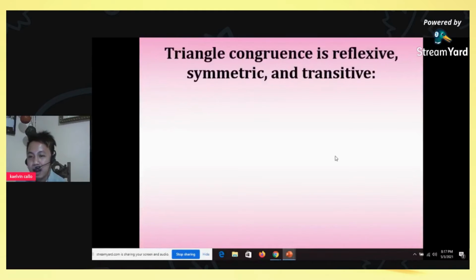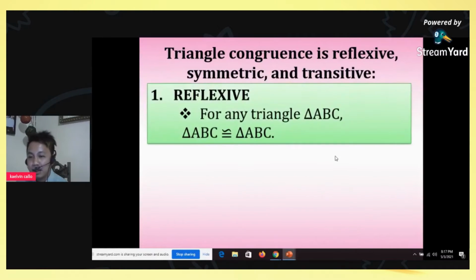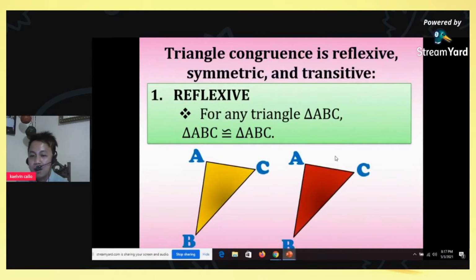Properties of triangle congruence. We have 3. Triangle congruence is reflexive, symmetric, and transitive. So, reflexive, for any triangle ABC is congruent to triangle ABC, or simply your A is congruent to A.